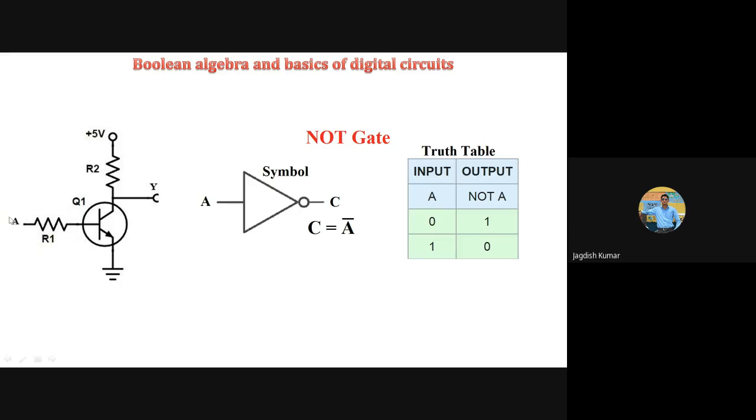Then when A is 0, meaning low, the emitter base junction is not forward biased, or the bias voltage is not sufficient to drive this transistor to the saturation state.